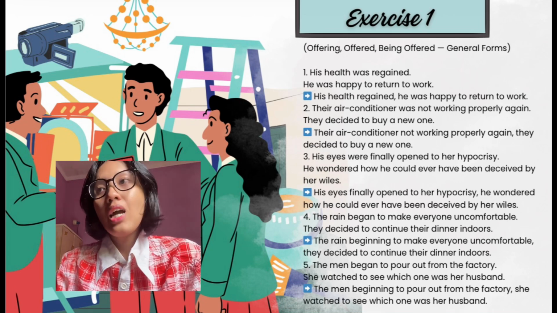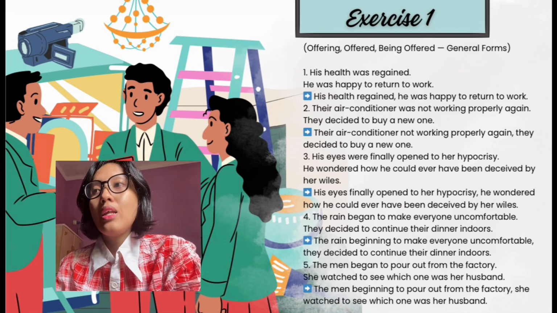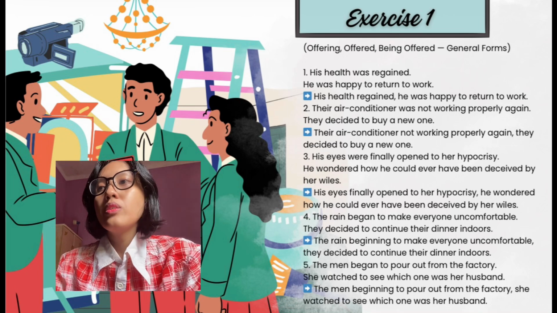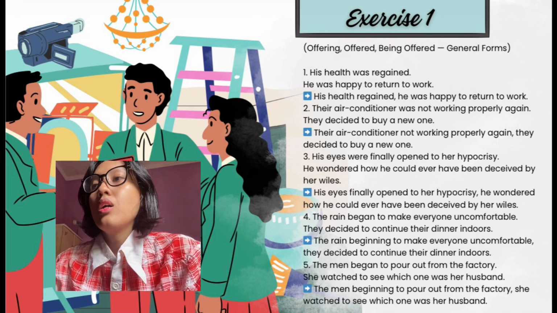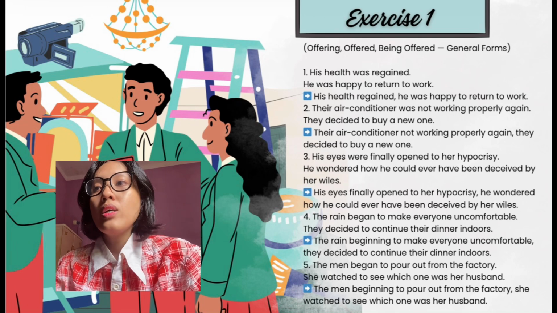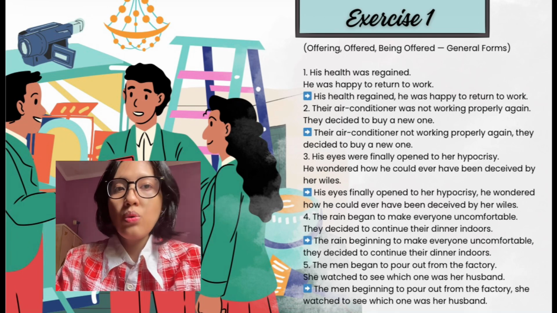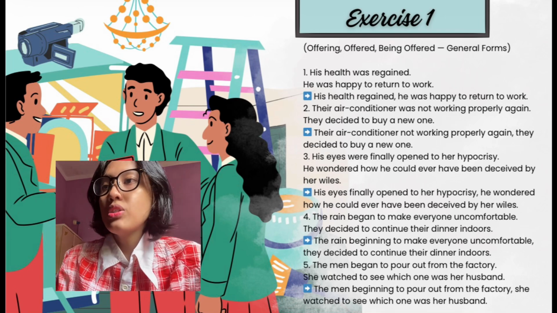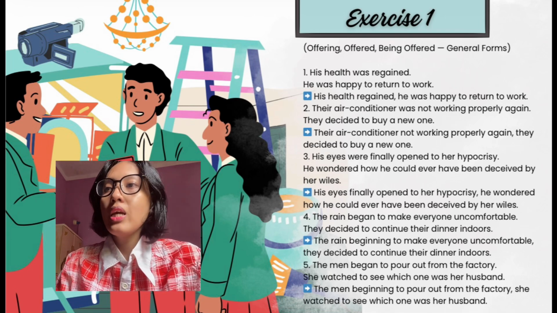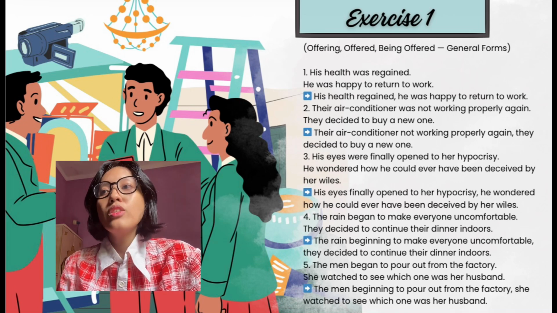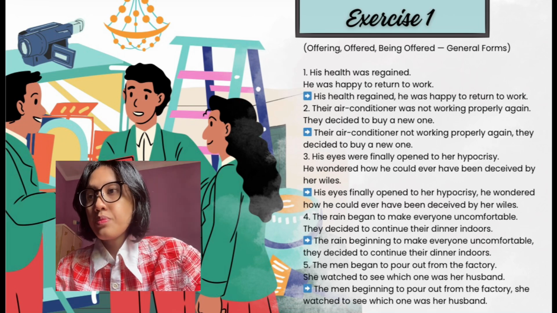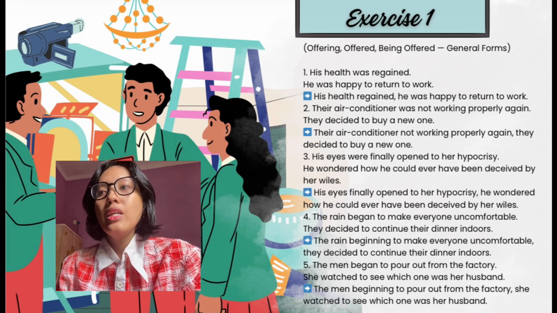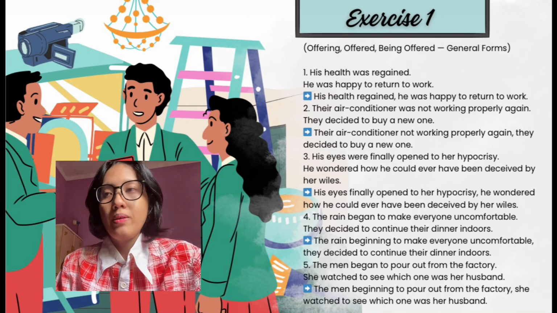Exercise 1. Number 1. His health was regained. He was happy to return to work. His health regained, he was happy to return to work. Number 2, their air conditioner was not working properly again. They decided to buy a new one. Their air conditioner not working properly again, they decided to buy a new one, with a comma.